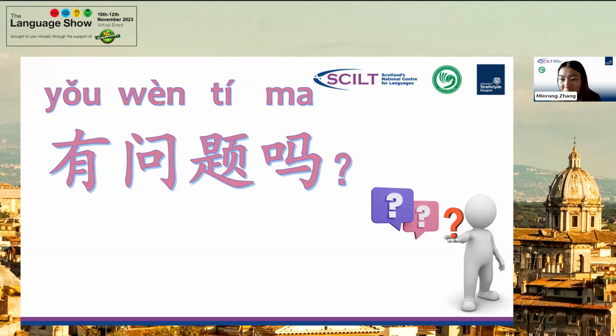And the next question, can people make up new words by adding different characters? That's a really good question. Languages are changing over time. Some characters have changed, even the language people use in China nowadays. I've been in Scotland for 16 years already, and when I go back to China, I find some language I've never heard. Yes, the answer is yes, you can make up new words by adding different characters.